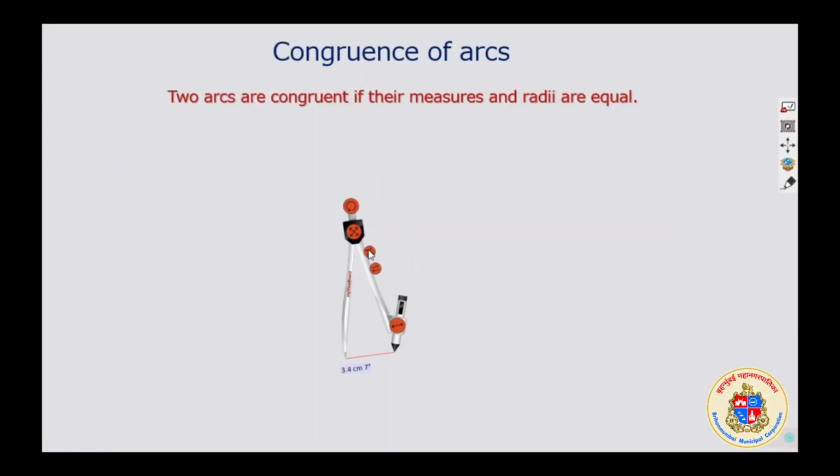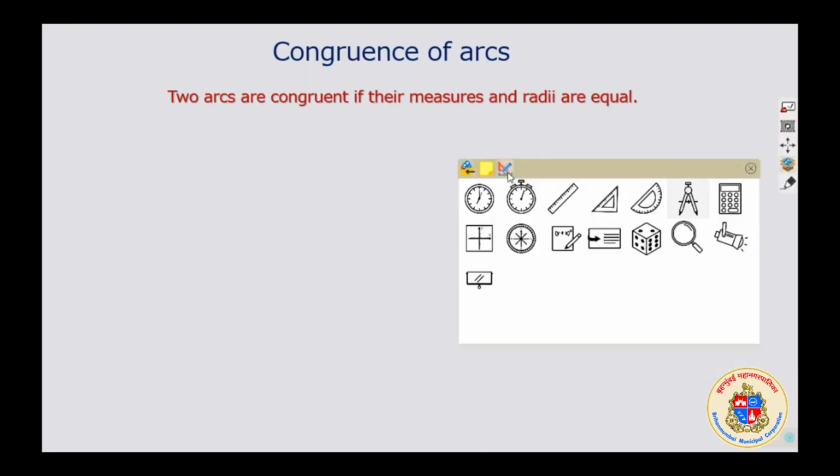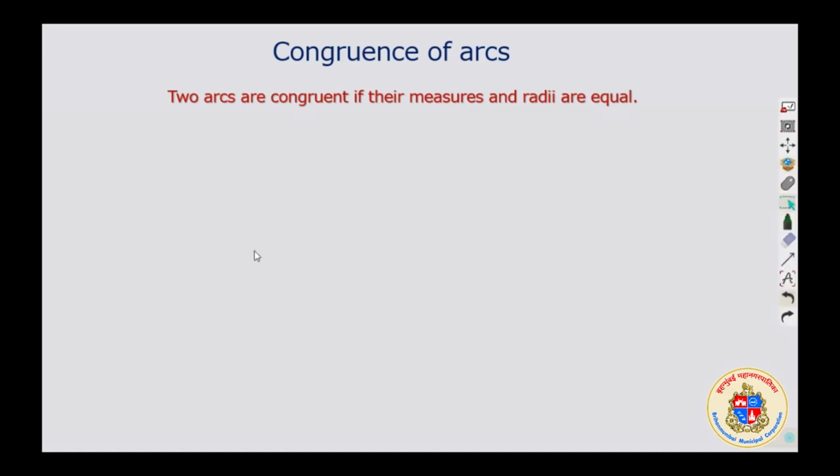Congruence of arcs. Congruence of angle is in its measure. Congruence of segment is in its size, that in centimeter or meter. Congruence of circle is in the congruence of its radius. Then what is the congruence of arcs? In order to understand congruence of arcs, you need to compare arcs. In order to compare arcs, you need to have more than one arc. So I am going to draw a circle having more than one arcs.